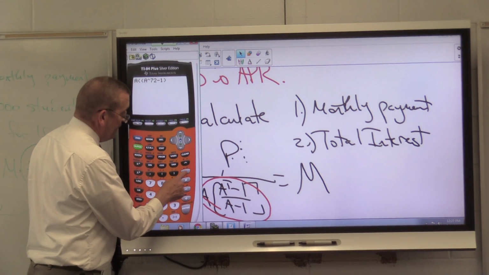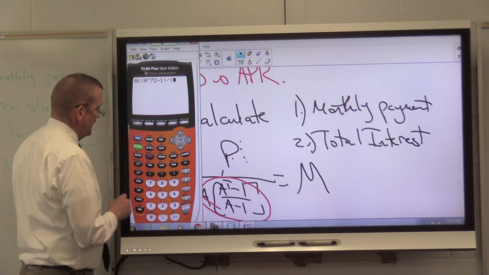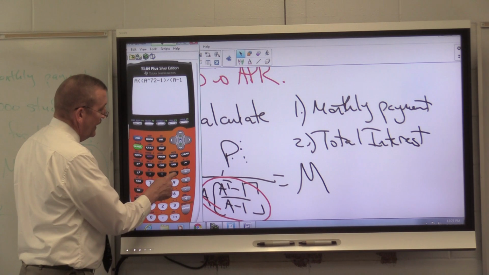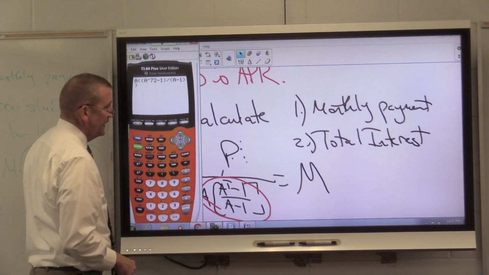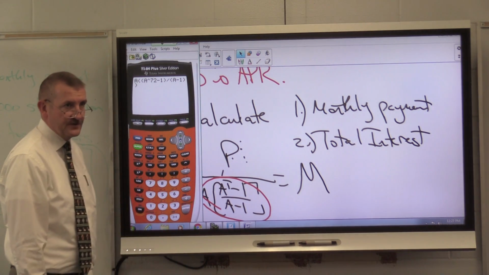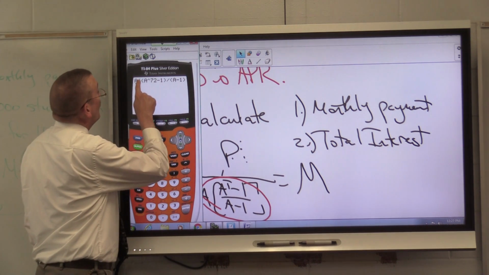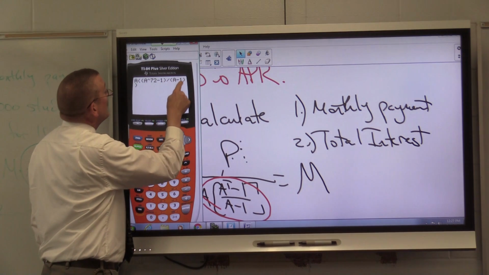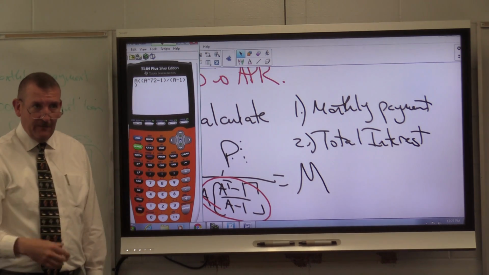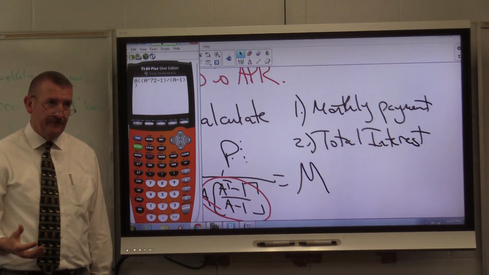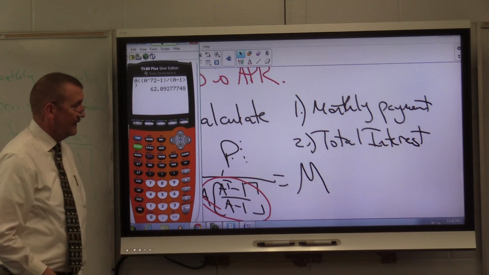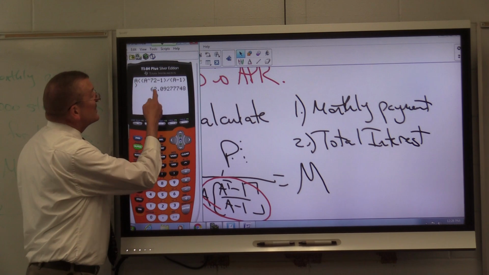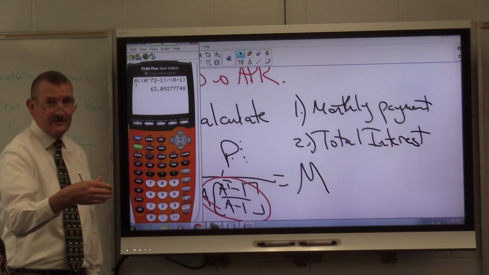I'm going to divide that by what? Parentheses, A minus 1, and close my parentheses. And then I'm going to put one more parentheses. Everybody look, I got 1, 2, 3, 1, 2, 3. So I've closed it out. Everybody good? Hit enter. Does everybody understand that this value right here is 62.0927748?